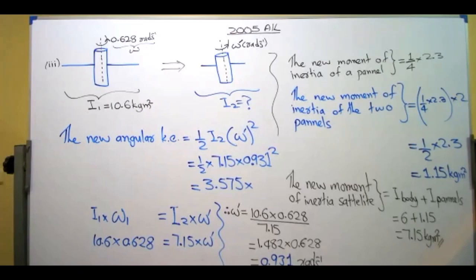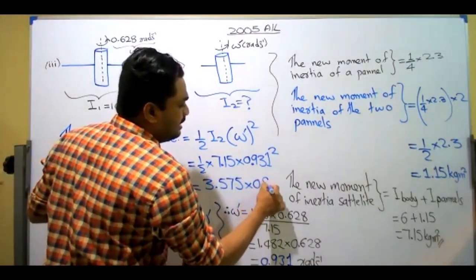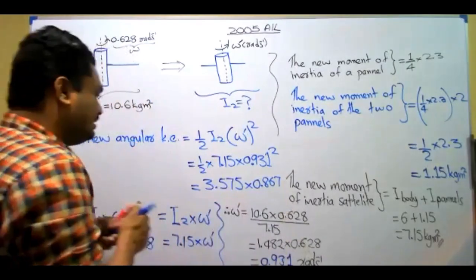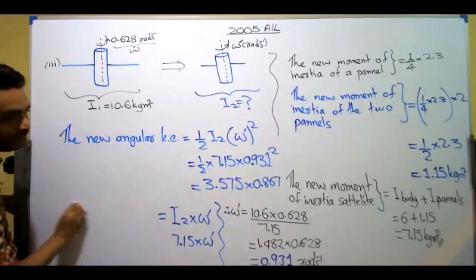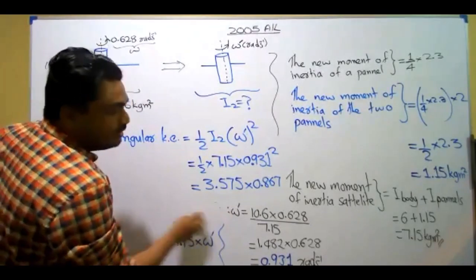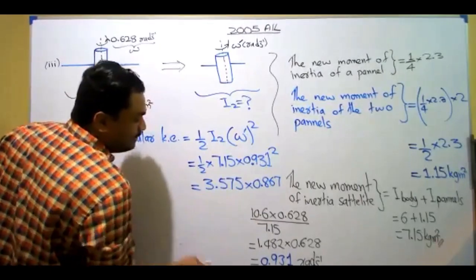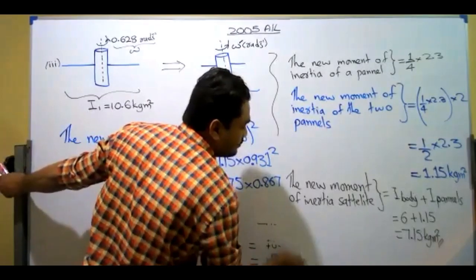If you get the square of 0.931 and round it off to 3 decimal places, it should be 0.867. Now you just want to multiply 3.575 by 0.867. That's what you want to do.